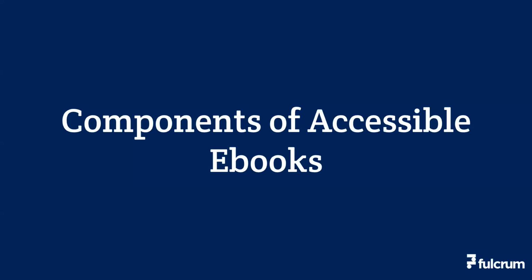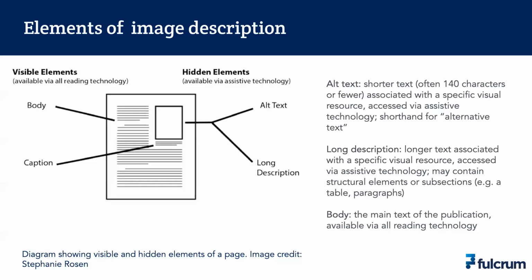Yeah, so hi everyone. Thanks for listening in. John and I are going to switch back and forth a little bit here as we go. But I will start with this basic diagram of the elements of image description. So this shows the visible and the hidden elements of a page with body text, an image, and a caption.